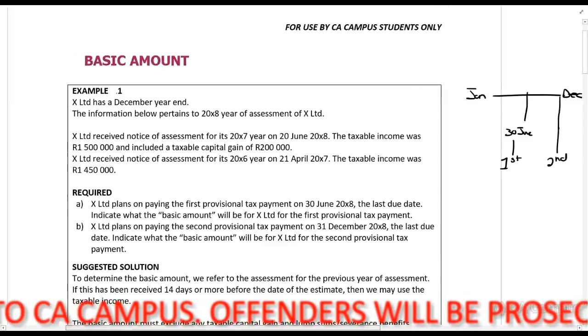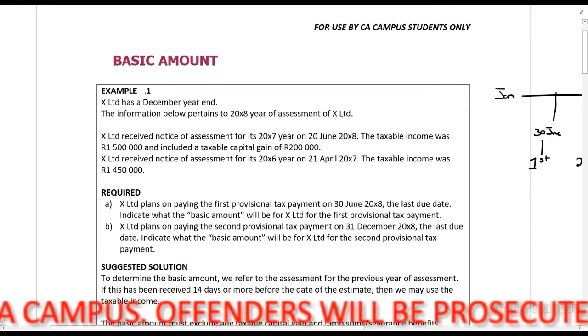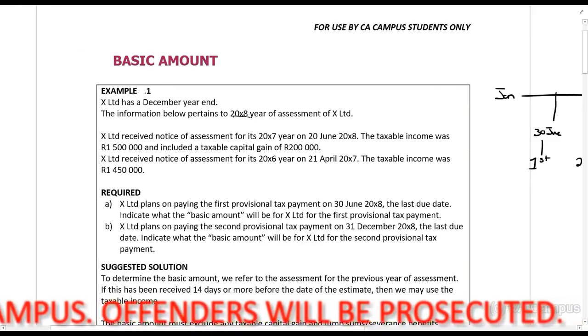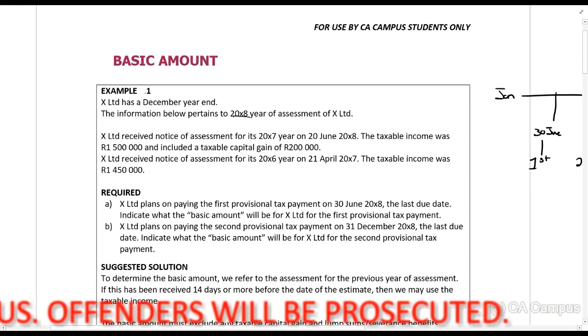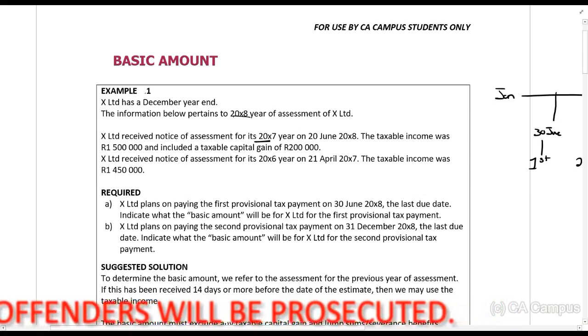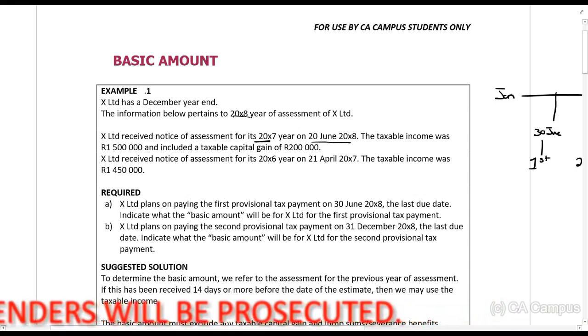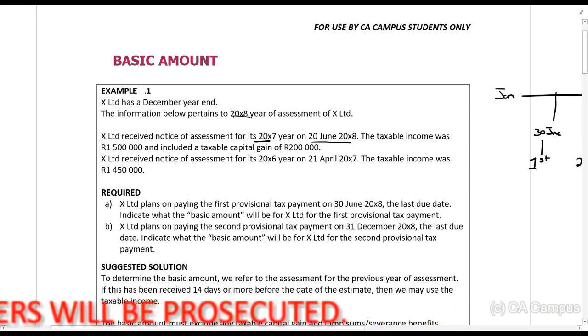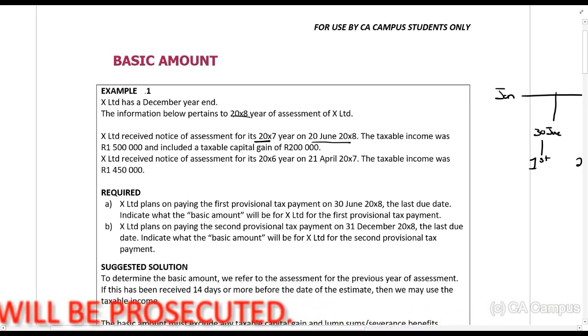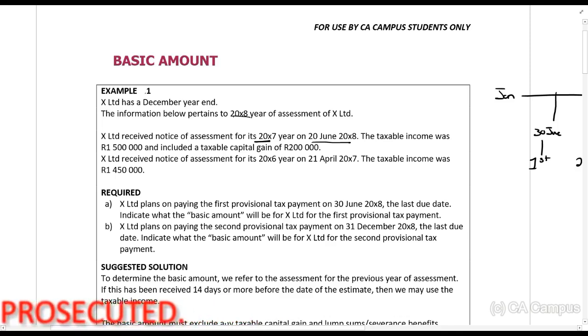So, let's take a look at it. Information below relates to the 20X8 year. X Limited received notice of its assessment for the 20X7 year on the 20th of June 20X8. The taxable income was 1.5 million and included a taxable capital gain of 200,000. X Limited received notice of its assessment for its 20X6 year on the 21st of April 20X7. Taxable income was 1,450. A. X Limited plans on paying the first provisional tax payment on the 30th of June. What is the basic amount that they will use for this?